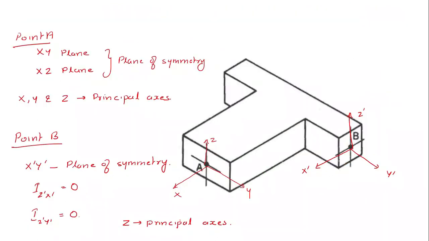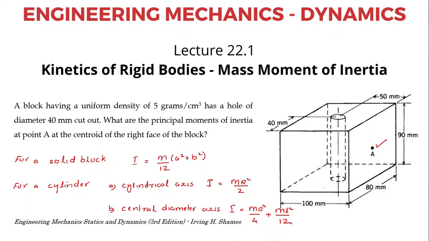Now for solving such problems, what we do is that we find the moments of inertia with respect to the axis that we already know. So as such we know the equation for the solid block with respect to an axis that is passing through the center of that block. And then by using the parallel axis theorem, we can find the moment of inertia with respect to an axis that is parallel to it. So this is how you solve such problems.